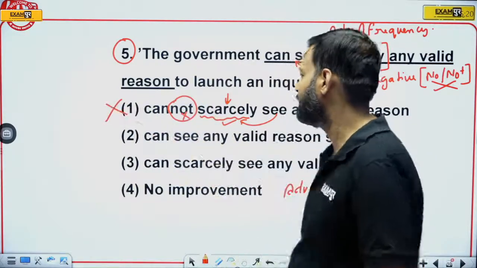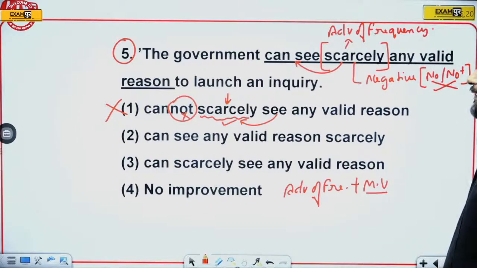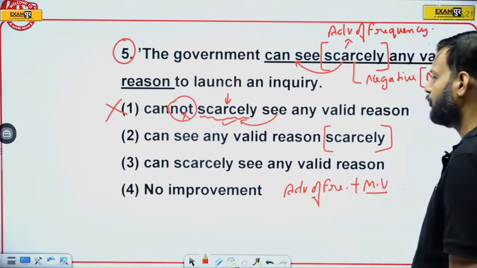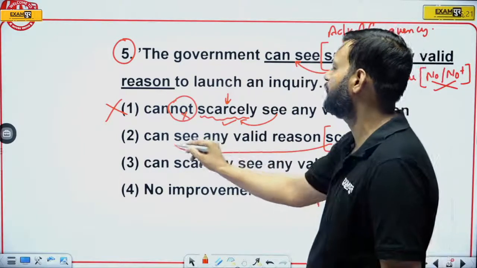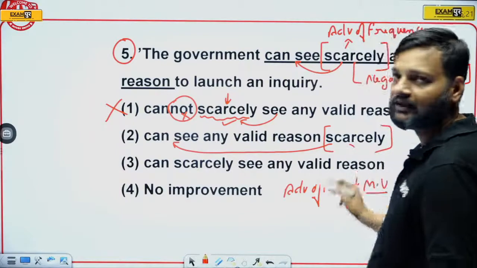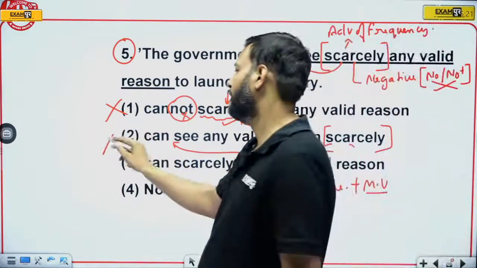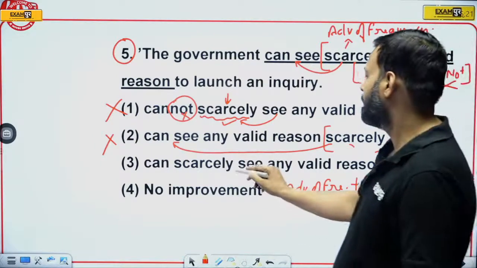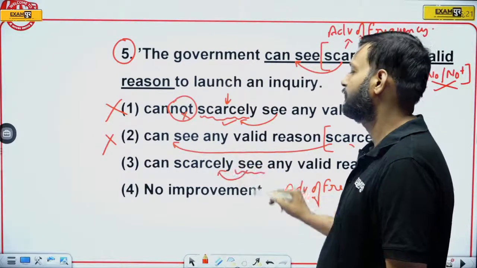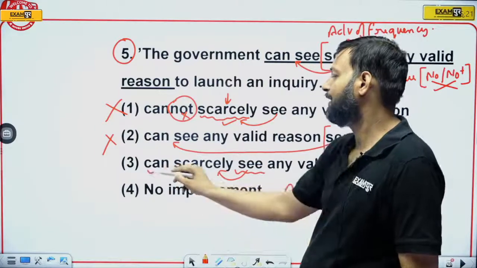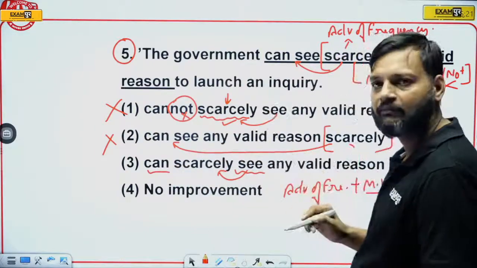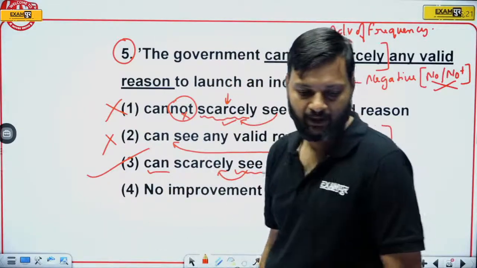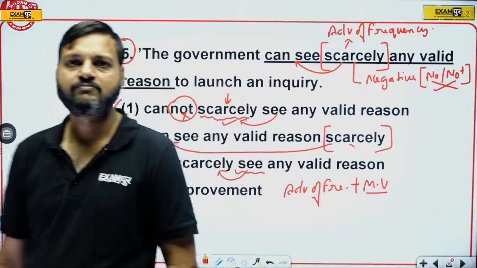So option 1 cannot be the answer. Then, can see any valid reason scarcely. Here the position of scarcely is not right. Scarcely should be before the main verb. So this too cannot be the answer. Now, can scarcely see any valid reason. Here the position of scarcely is right, and we do not have any other negative word. So this too is absolutely correct. Option 3 is the right answer.